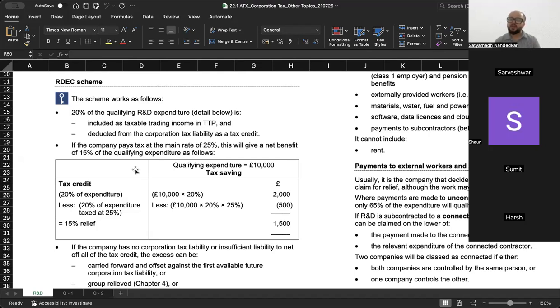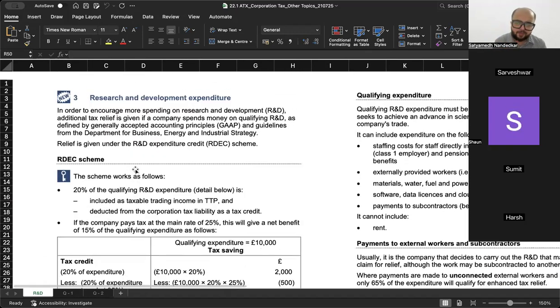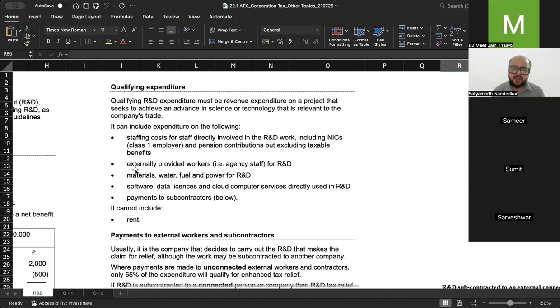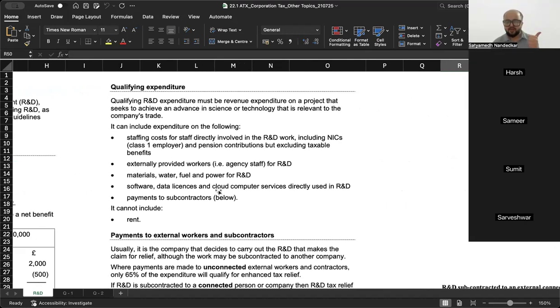You subtract 20,000 from your total tax liability, and you will arrive at the final number in this case, which is the final amount of tax that you have to pay. Now, qualifying R&D expenditure will include what? Qualifying R&D expenditure में आएगा staffing cost for staff directly involved in R&D work. It includes their NIC and pension contribution.